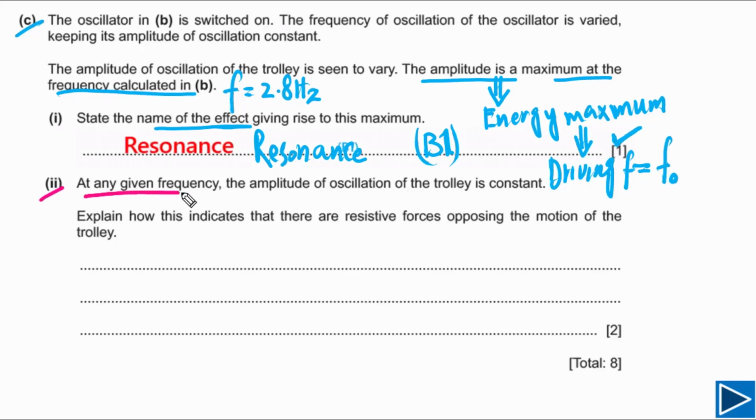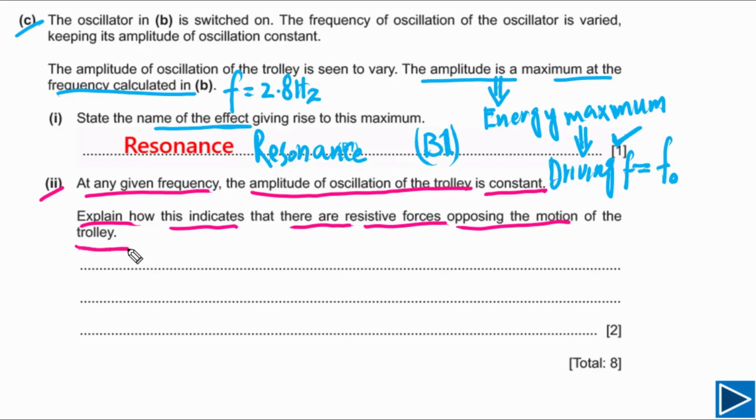For part C2, it is given that at any given frequency, the amplitude of oscillation of the trolley is constant. We need to explain how this indicates that there are resistive forces opposing the motion of the trolley. First thing we need to understand is that the amplitude of the trolley's oscillations is constant. It means that the energy of the trolley and spring system is constant. The oscillator is providing energy continuously to the system, but the energy of the system is not changing. So what exactly does it mean? It simply means that energy has been transferred into another form, or work is done against resistive forces. The system is not absorbing energy, but energy supplied by the oscillator is doing work against resistive forces.